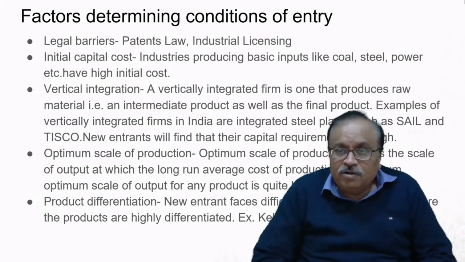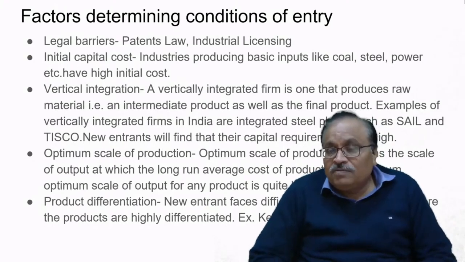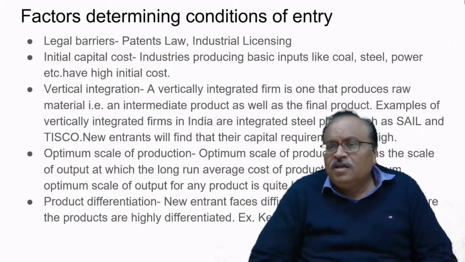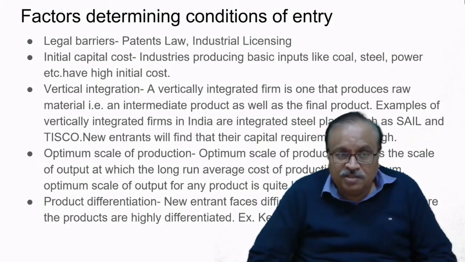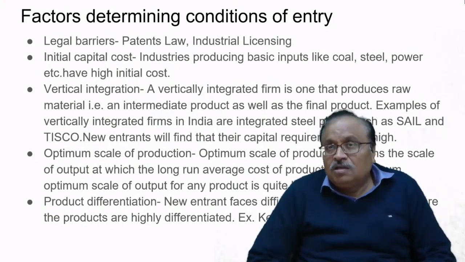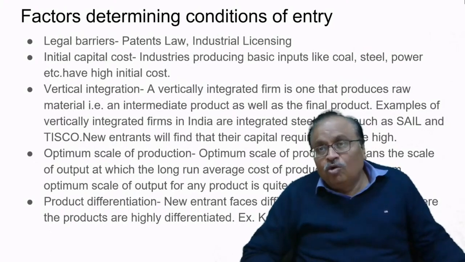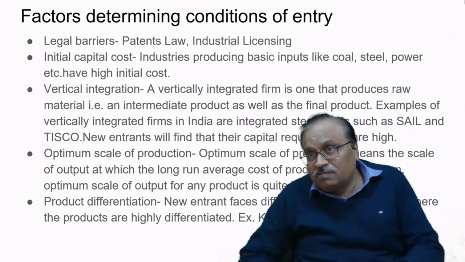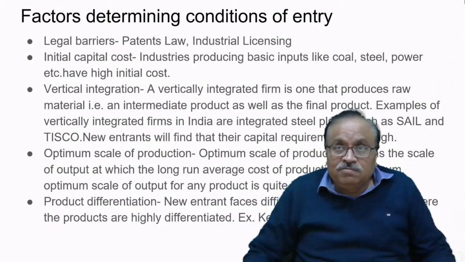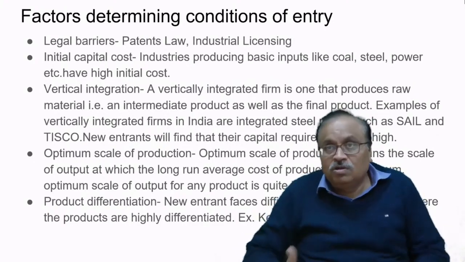So a vertically integrated firm is one that produces raw material, that is an intermediate product, as well as the final product. Examples of vertically integrated firms in India are integrated steel plants such as SAIL and TISCO. New entrants will find that their capital requirements are very high because the price of the product is determined by the incumbent, since he has the hold over raw materials, the manufacturing process, and the final selling. So when it is vertically integrated, a new entrant firm has to work on all three parameters. So it becomes difficult for them.